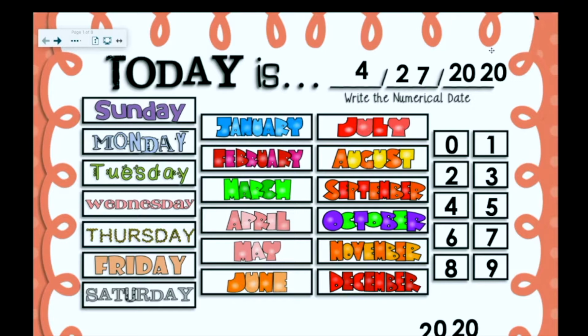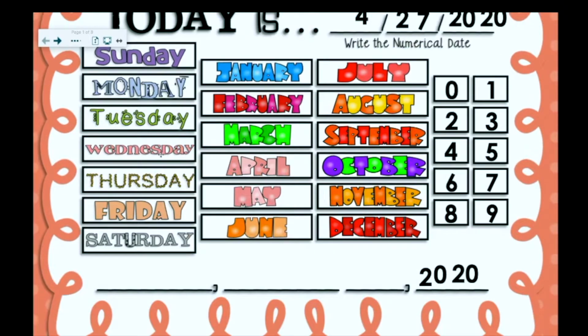So let's get started. Our numerical date is up at the top. It is our date written with only numbers, so 4 for April. April's the 4th month of our year. 27 for the day of April that we're on today, and our year is 2020. So, 4/27/2020. Now let's write our date with words.